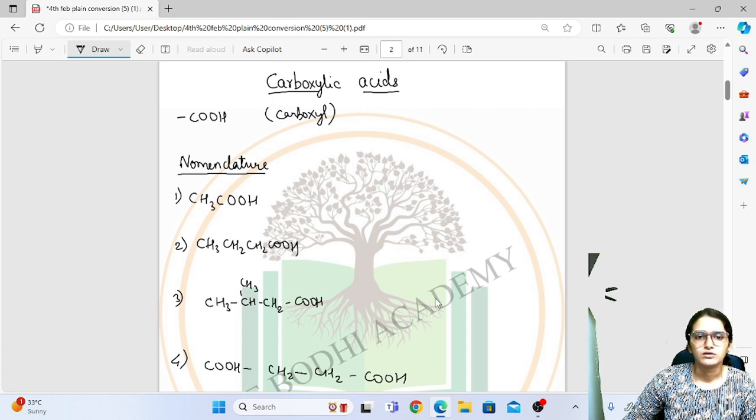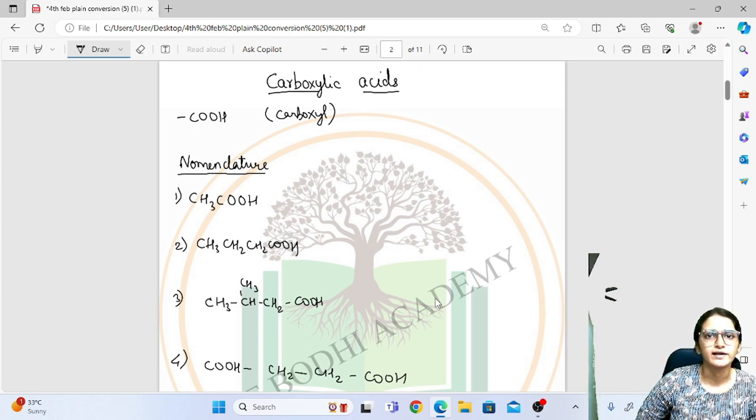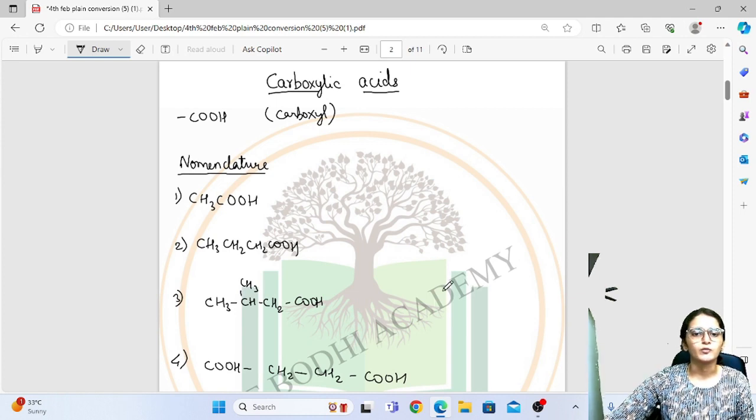Okay, so aldehydes and ketones are a type of carbonyl compound, and carboxylic acid is also a similar kind of compound, but not that similar to aldehydes and ketones. Okay, so for carboxylic acids, we will start with the nomenclature first.